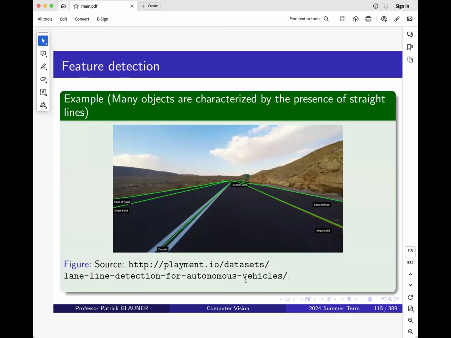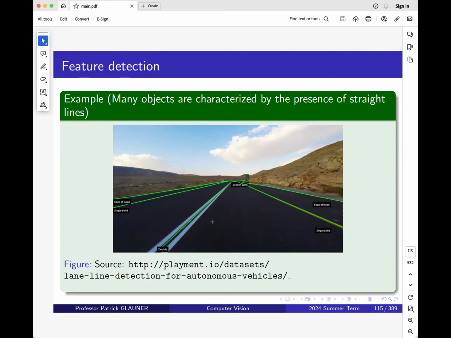For example, lines are very important. We said straight lines are a feature that we want in our images. And in fact, many objects in a scene, at least artificial objects, maybe not some natural objects like trees, for example, are characterized by the presence of straight lines or relatively straight lines. So detecting lines can be very helpful for a lot of computer vision tasks.